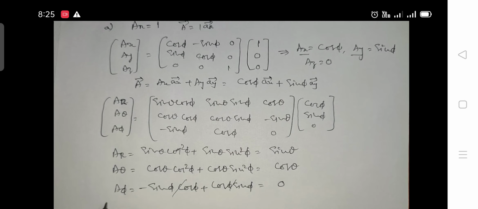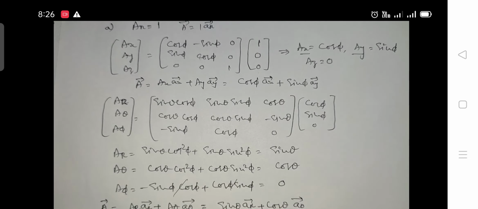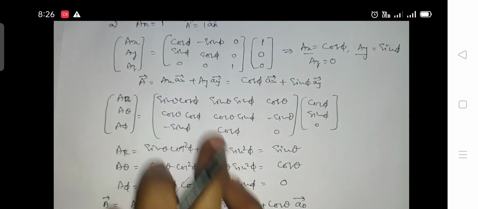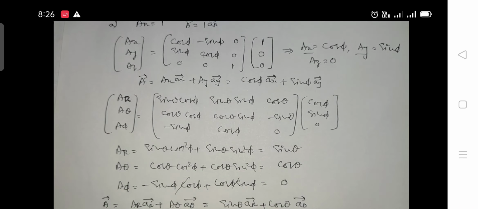Finally, the vector A bar can be represented in a spherical coordinate system as equal to AR into AR bar plus A theta into A theta bar, that is equal to sin theta into AR bar plus cos theta into A theta bar. So that is how A can be simplified. Here the knowledge of these transformation matrices is essential in order to solve this problem a little bit faster, otherwise it takes time.